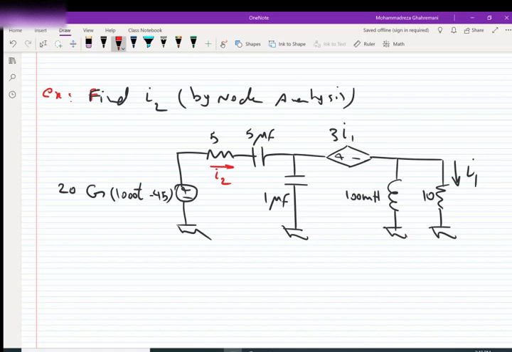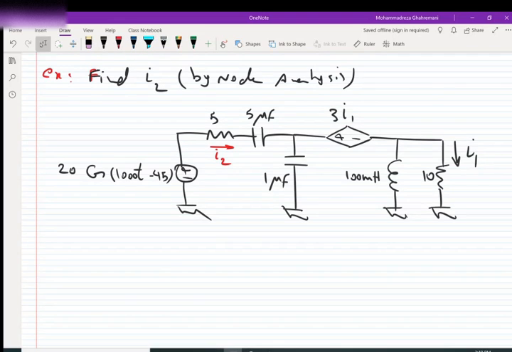The first element we want to convert is the voltage source. We know that the voltage source of 20 cosine of 1000t minus 45 in phasors is 20, which is the magnitude, with an angle of negative 45, and of course omega, the angular frequency, is 1000.